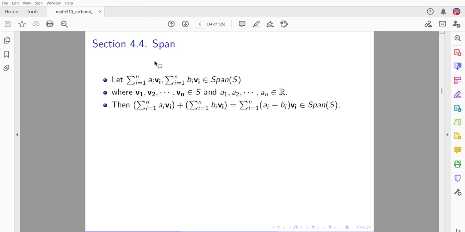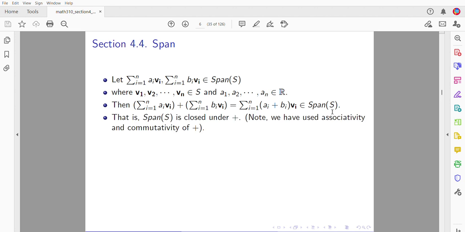Now what if I add these two? If I add these two, notice I can simply add (a_i plus b_i) times v_i. All I'm doing is distribution, commutative, associative, and such things. So when I add these two, I get another linear combination of the v_i. Therefore, it belongs to span S, which means span S is closed under plus. We have used associativity, commutativity, and even distribution of scalar multiplication.